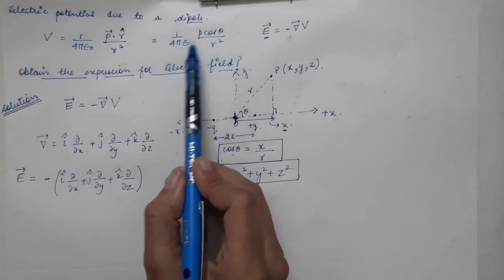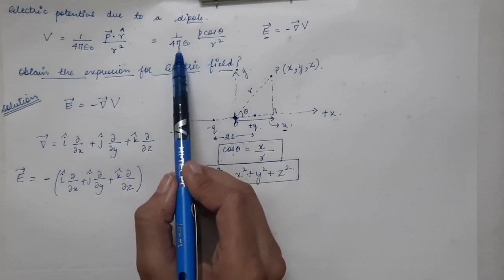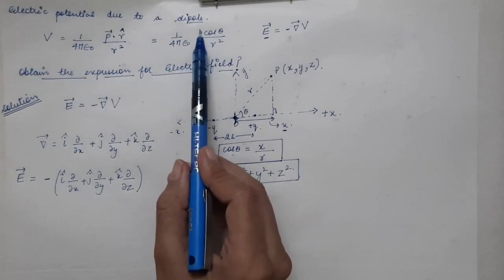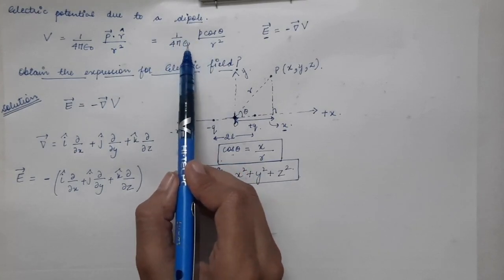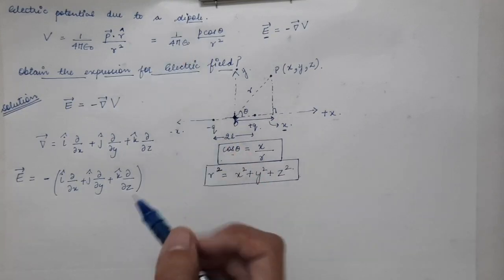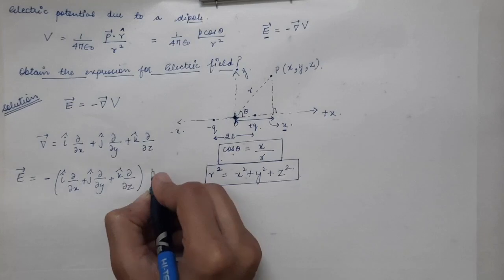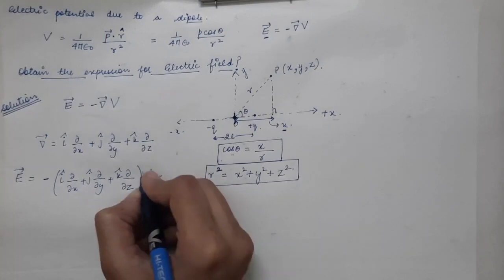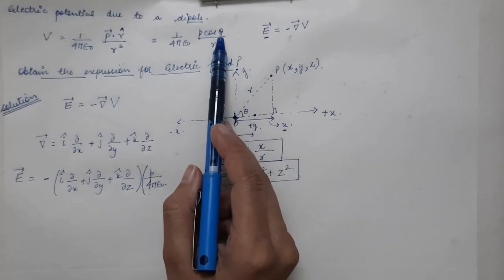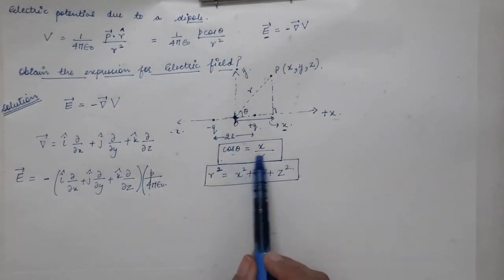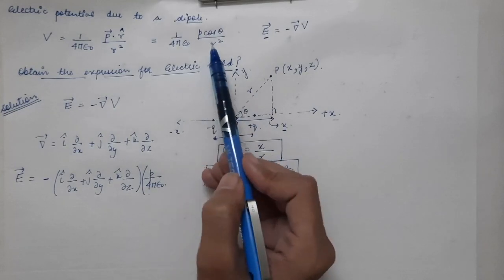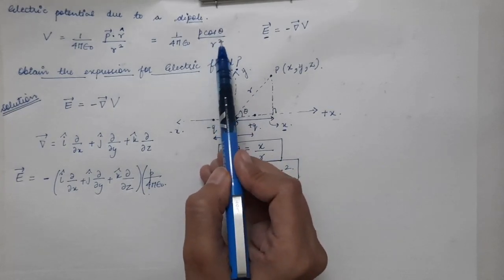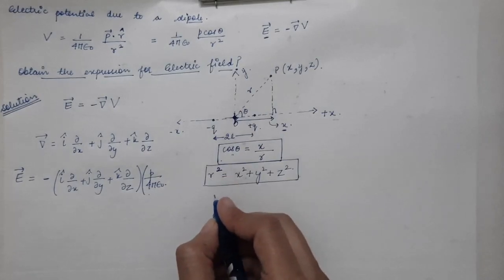Now p divided by 4 pi epsilon naught, it is a constant, because for an electric dipole, the dipole moment will be constant, and this 1 by 4 pi epsilon naught is also a constant. So p by 4 pi epsilon naught can be taken common. And we have cos theta. Now what is cos theta? This we have already seen. Cos theta is equal to x divided by r. So in the denominator we will get r cube. So in actual what we need is r cube.